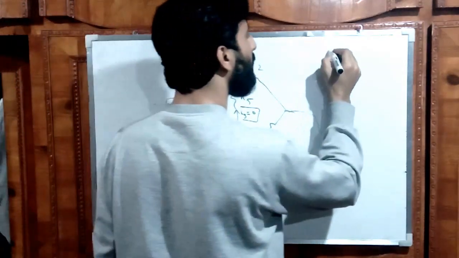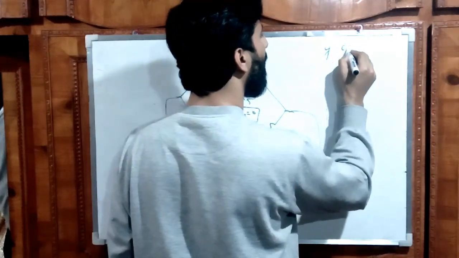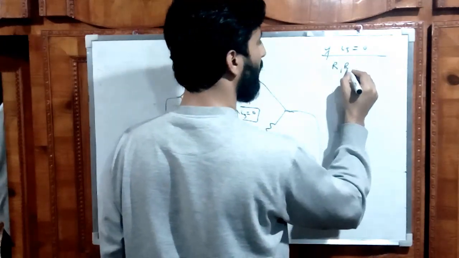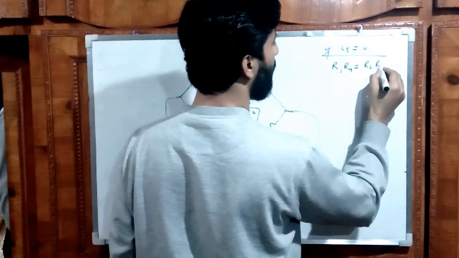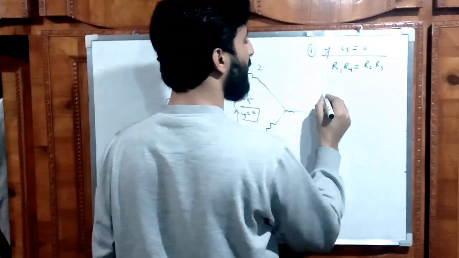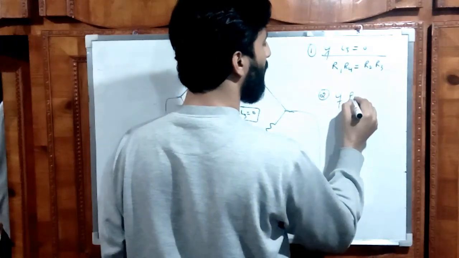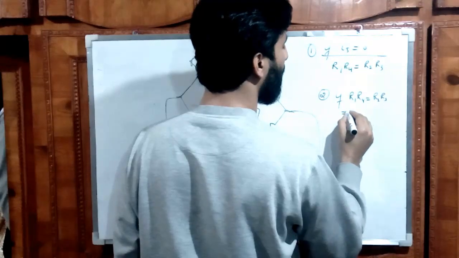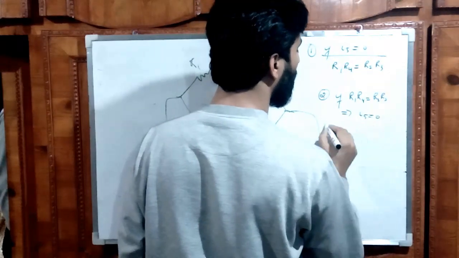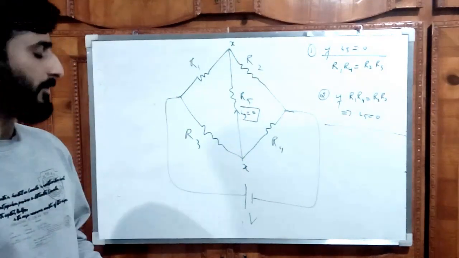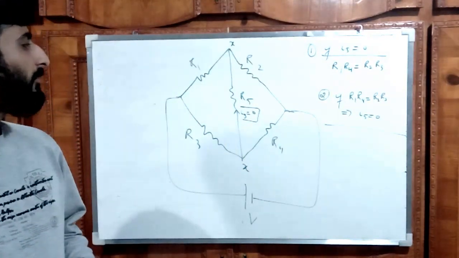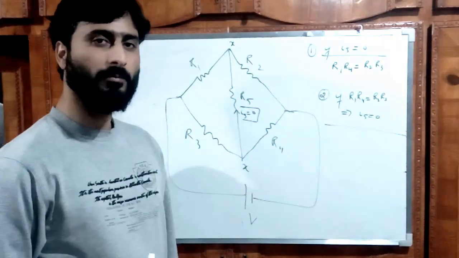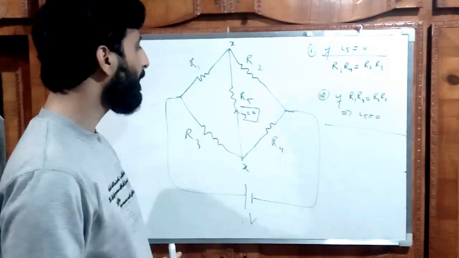Now point number 1, if I5 equals 0, we concluded R1 R4 equals R2 R3. And second, if R1 R4 equals R2 R3, it implies that I5 equals 0. So these are two simple conclusions. Now today we are going to discuss a couple of problems on this concept.